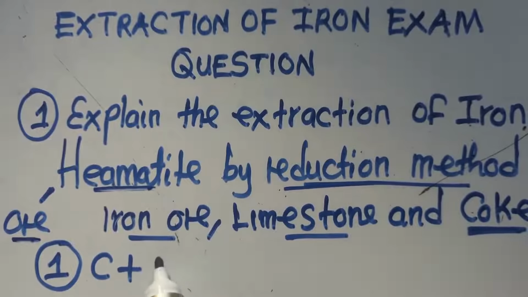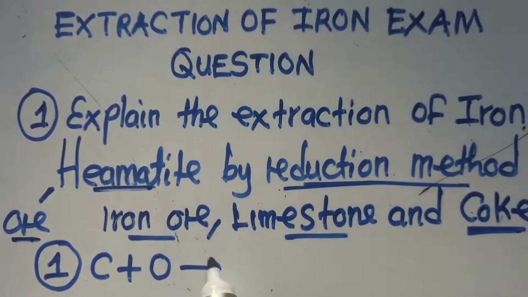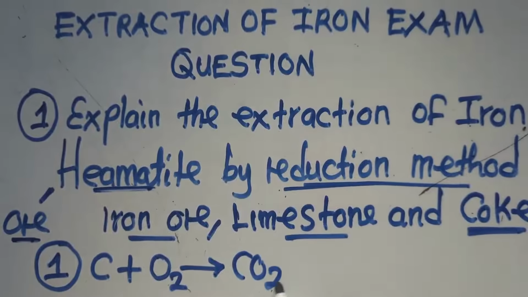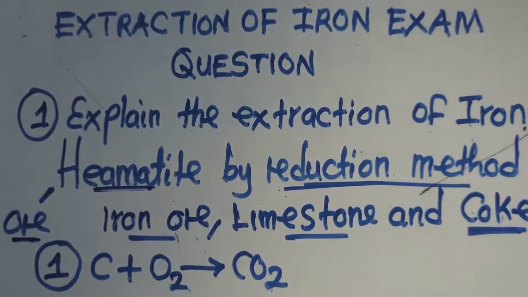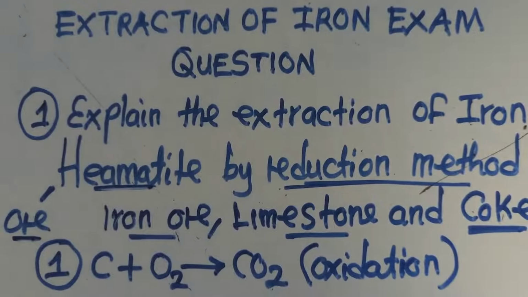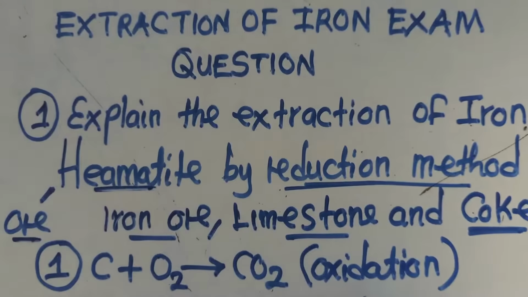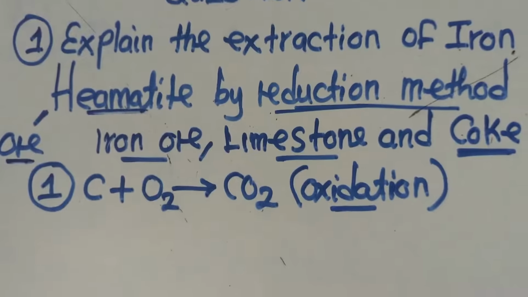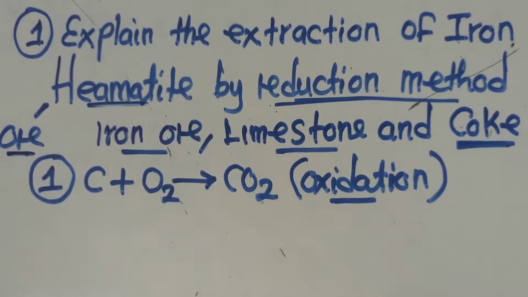to form carbon dioxide. So carbon dioxide is going to be produced. This reaction is called an oxidation reaction. The first reaction that takes place is called an oxidation reaction because there is addition of oxygen to a substance which was carbon. This is the first reaction that you need to understand.